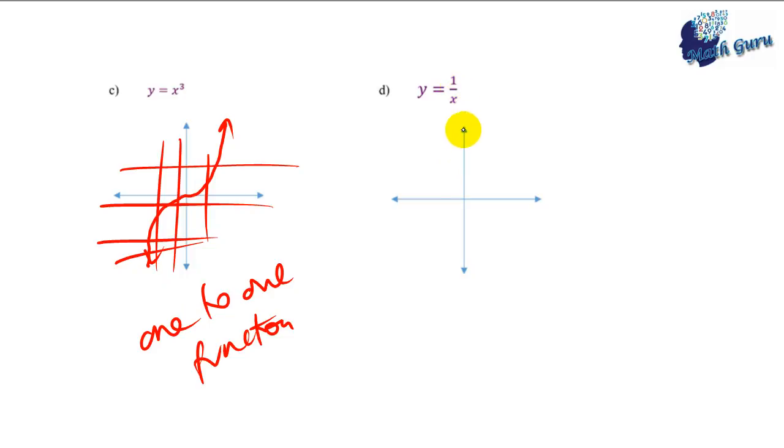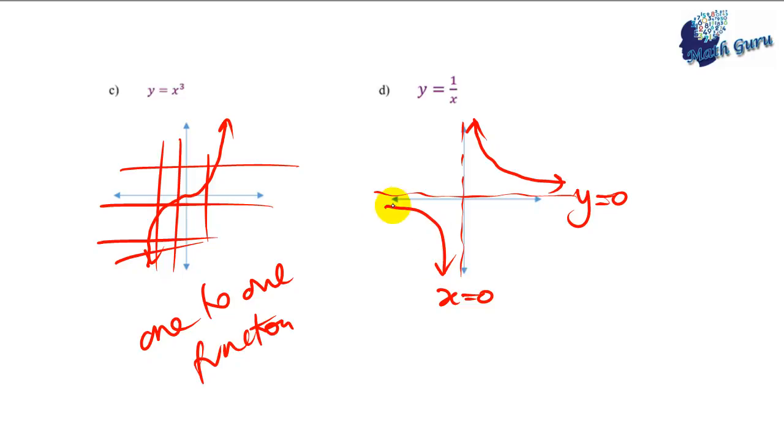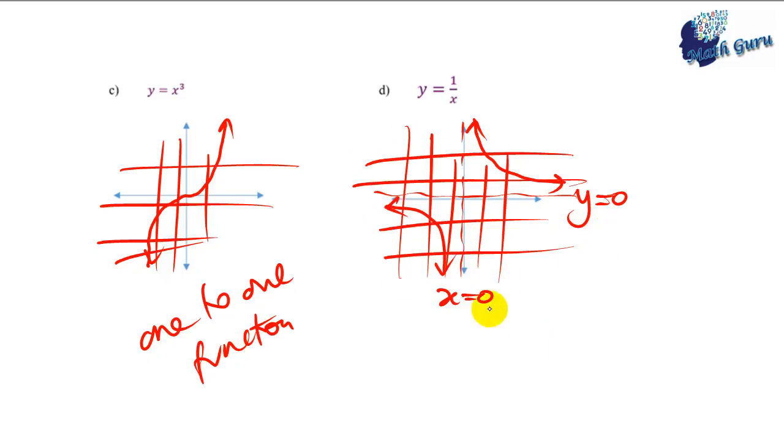So it's a one-to-one function. And 1 on x, it's got an asymptote at x equals 0 and at y equals 0. It's a hyperbola, so it's in that quadrant. It's in that quadrant. Passes a vertical line test. Passes a horizontal line test. So it's a one-to-one function. So we can say each x value only has one y value, and each y value only has one x value.